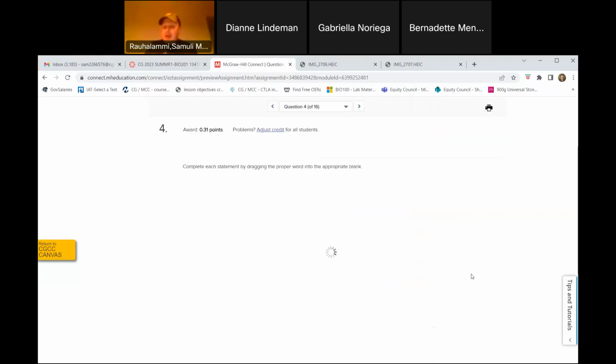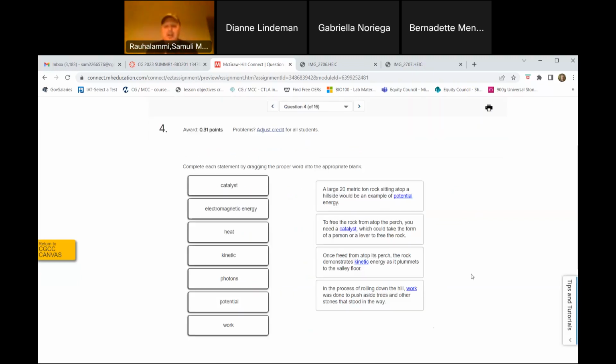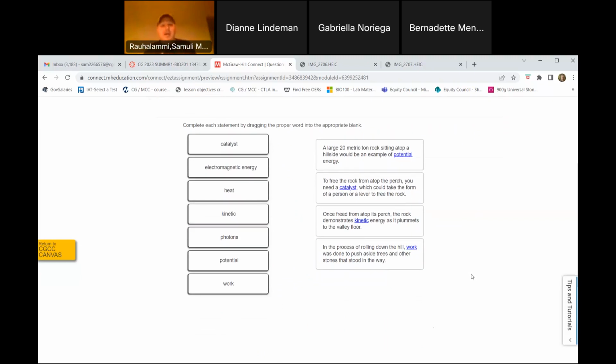I'm just going to keep going, but at any stage, if any questions, any comments, feel free to jump in. Here we have 3 different statements that we're asking you to complete by dragging the correct word there. The first statement tells us that a large 20 metric ton rock sitting on top of a hillside would be an example of potential energy. One way to think of potential energy is that it's energy stored in an object thanks to us moving against the gravity.